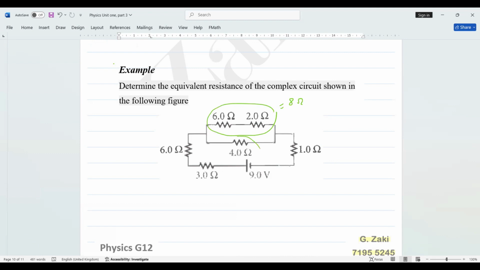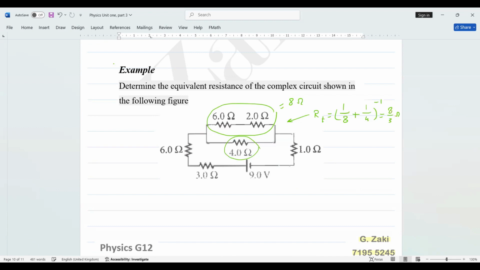And then 8 ohms and 4, they are parallel. Then we can get R total of this branch. So R total equals 1 over 8 plus 1 over 4, all to the power negative 1. We use the calculator. Fraction 1 over 8 plus fraction 1 over 4. Close the bracket, all power negative 1. The answer is 8 over 3. Okay, so it's 8 over 3 ohms.